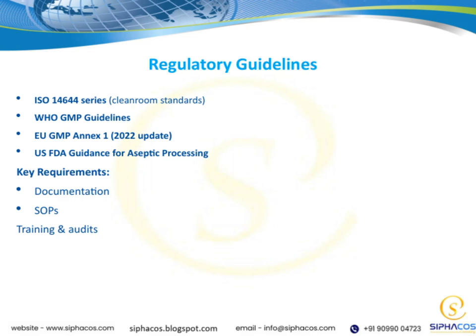Across all these guidelines, some key requirements stand out. Proper documentation is crucial, as it ensures traceability and accountability. Well-written standard operating procedures, or SOPs, are essential for consistency and compliance. And of course, thorough training and regular audits help maintain a high standard of practice and quickly identify any areas needing improvement. All these elements come together to support our overall goal, ensuring patient safety through impeccable sterile manufacturing practices. They form the backbone of a robust quality system that keeps our processes compliant and our products safe.